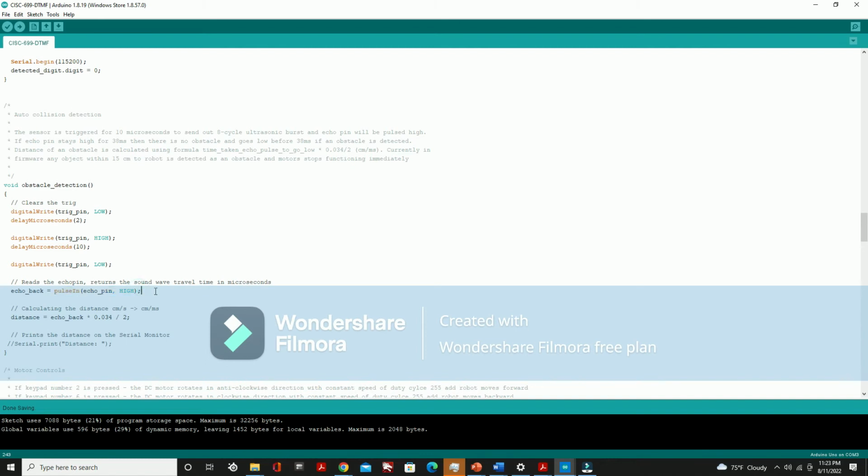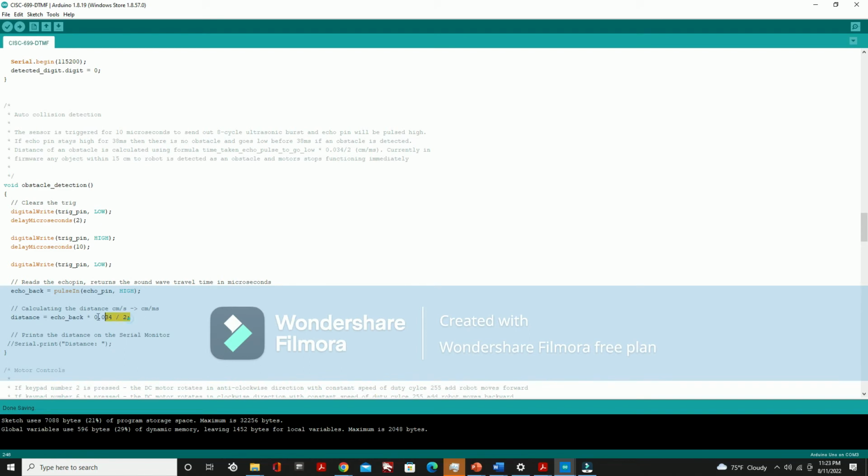The actual concept here is the echo pin is pulsed to high. The maximum amount of time it can be pulsed to high is 38 milliseconds. So if any obstacle is found, the echo pin will be pulled to low automatically before 38 milliseconds. If no obstacle is detected after 38 milliseconds of being high, the echo pin will be pulled to low.